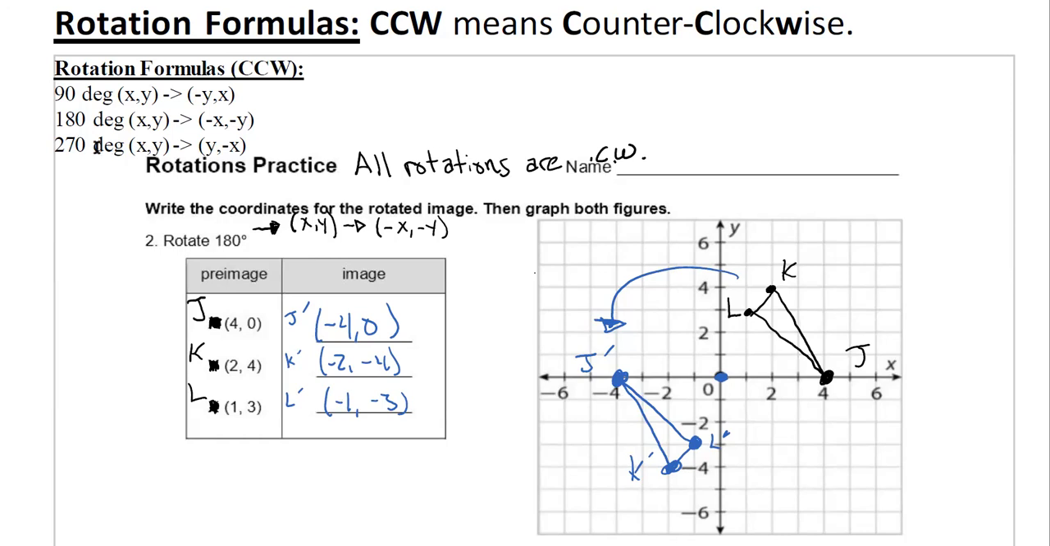So 270 degrees, XY, and that's your original points. Your Y goes to your X column, and your X goes to negative X on the Y. So now we're going to practice these. We're going to do one example of each.